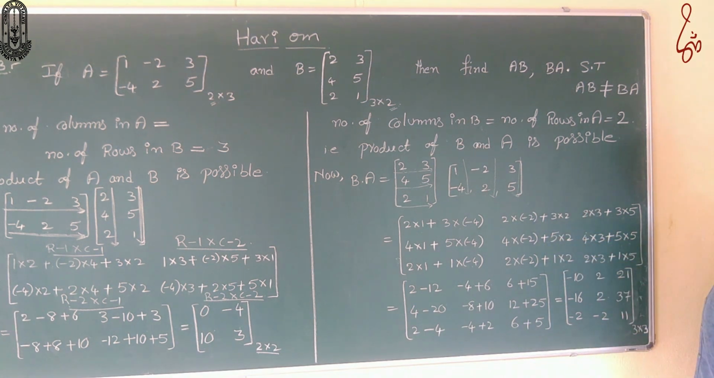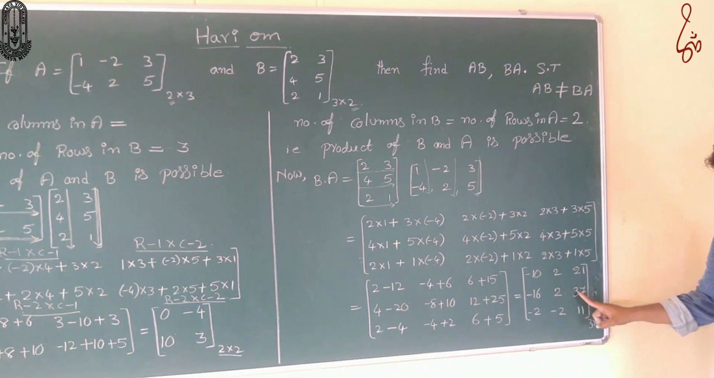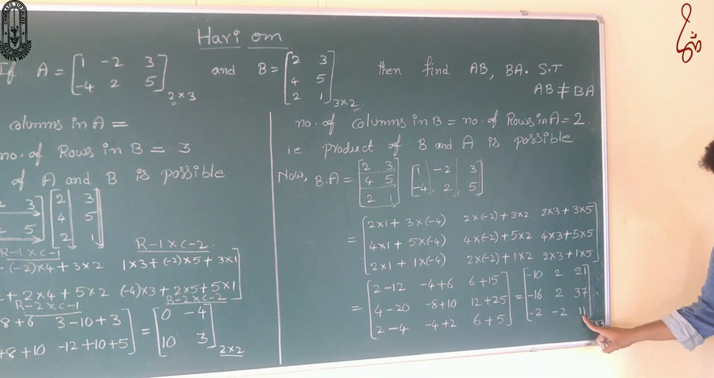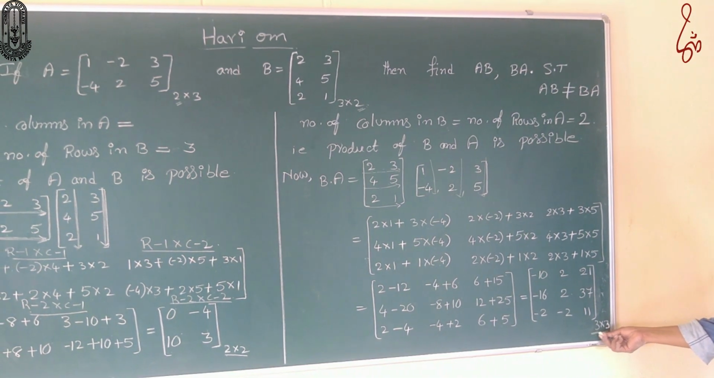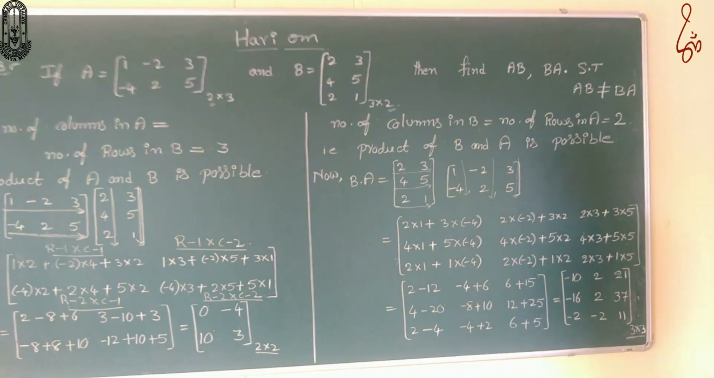Finally, by simplifying these, we are getting the resultant matrix is minus 10, 21, minus 16, 37, minus 2 and 11, which is a square matrix with 3 rows and 3 columns. This is our product of B and A.